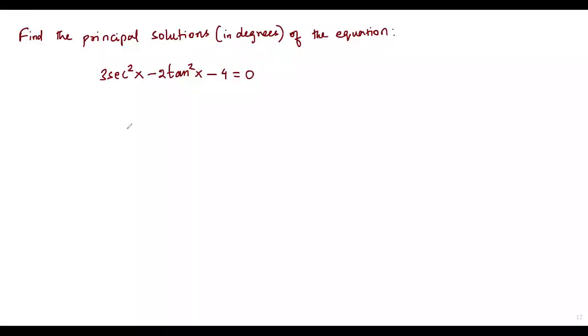Here we have a problem in trigonometry. Okay, let's go with the question. Find the principal solutions in degrees of the equation 3 secant square x negative tangent square x negative 4 equals 0. Here we have a trigonometric equation.